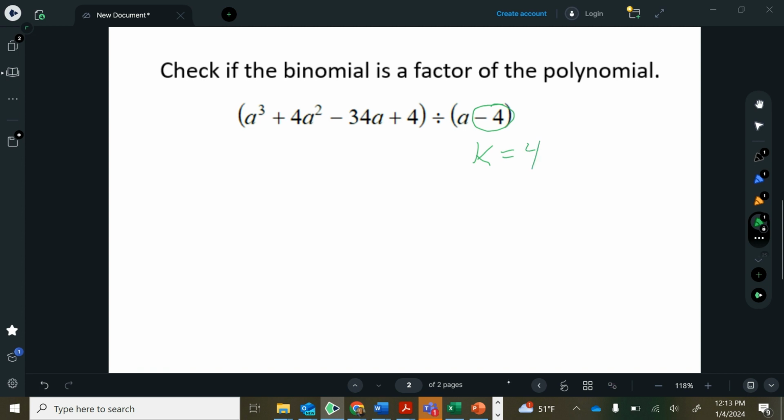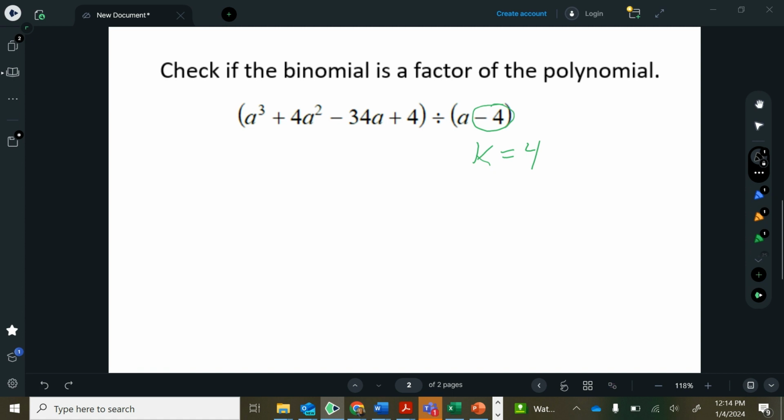Now, if I plug this 4 into this polynomial, so plug it in for a in each spot, like if I plug it in here, and here, and here, and evaluate that, I can find out if this is a factor or not. And it's basically going to be the same thing. If when I evaluate it, I get an answer of 0, then we have a factor. If I evaluate it and it's any other number, then it's not a factor. So let's try this here. This is what it's going to look like.